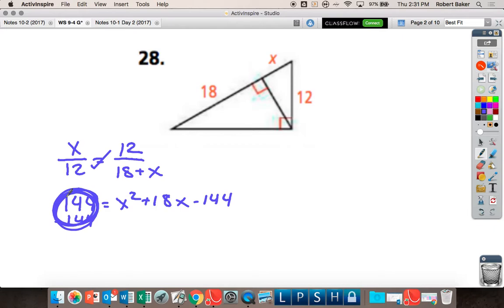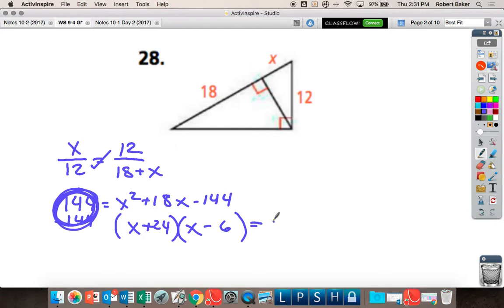Now you have to factor it. So two numbers that make negative 144 and could possibly add up to positive 18: positive 24 and negative 6. These two numbers multiply to make negative 144. These two numbers add together to make 18. Those are factors. They are not answers.